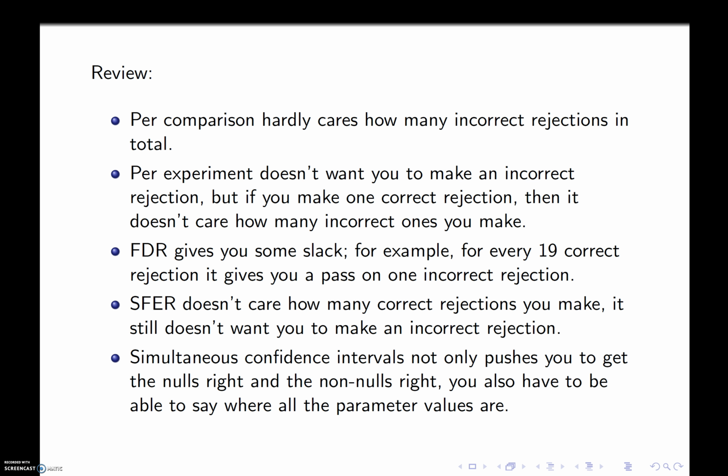FDR gives you a little slack over the family-wise. Okay, for example, if you get 19 correct rejections, it gives you a little bit more wiggle room on that incorrect rejection. Strong family-wise error rate doesn't care how many correct rejections you make, it still just doesn't want you to make any. So it's a very strict criterion. And finally, simultaneous confidence intervals not only pushes you to get the nulls right, but the non-nulls right. So it's at the top of the hierarchy here.